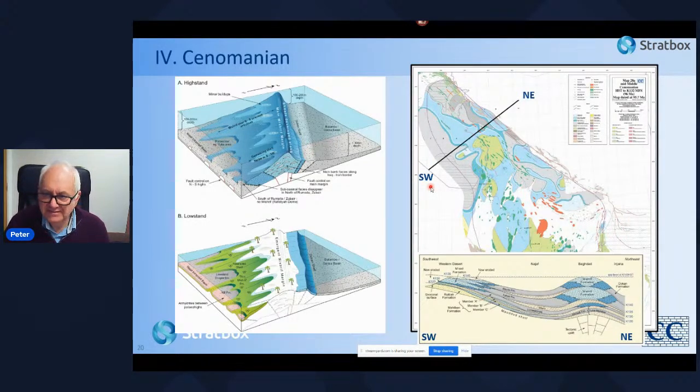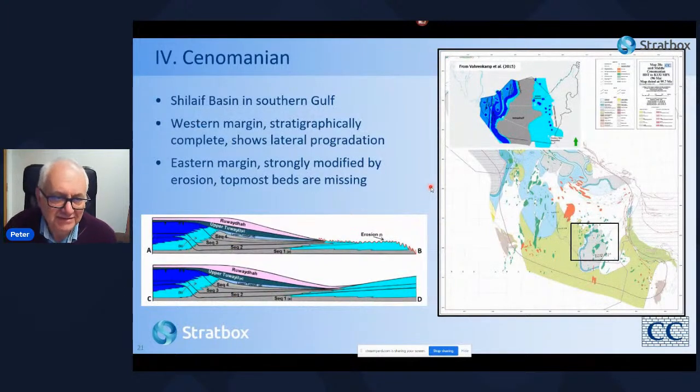So that's the story in Iraq. If we go to the southern end of the Gulf, we see very similar sedimentary systems fringing the western margin of the Shelif Basin. And we often see the section through the Mishrif here is often complete and shows lateral progradation into the basin. But along the eastern margin of the Shelif Basin, the Mishrif is strongly modified by erosion, and some of the upper beds, including the reservoir facies, have often been removed by erosion.